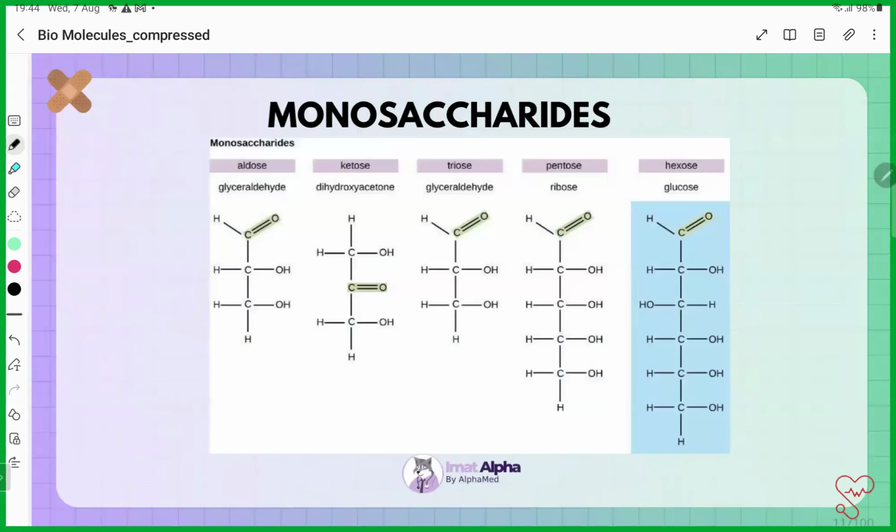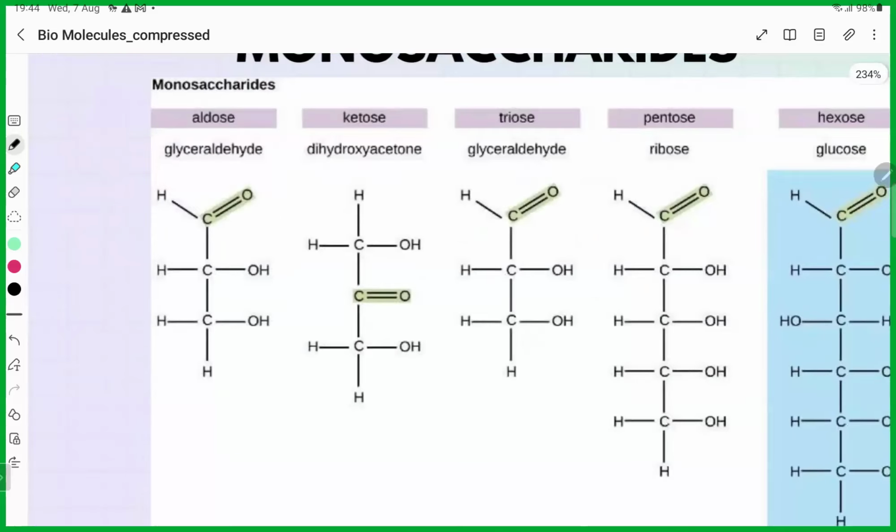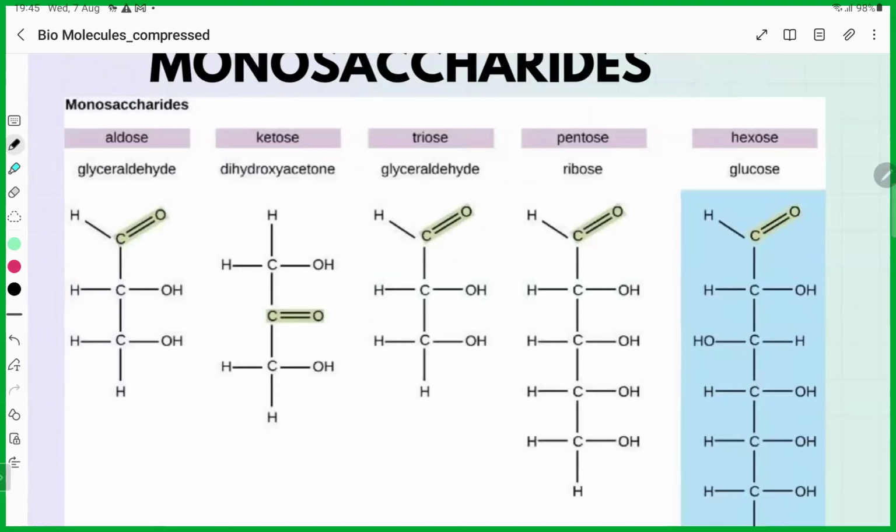So now we're gonna speak about the structure of the carbohydrates and the kinds of them. So monosaccharides, they can be aldoses, they can be ketoses, they can be trioses, they can be pentoses, and they can be hexoses. Now, the word hexose means 6. Pentose, 5. Tri, 3. Aldose, ketose.